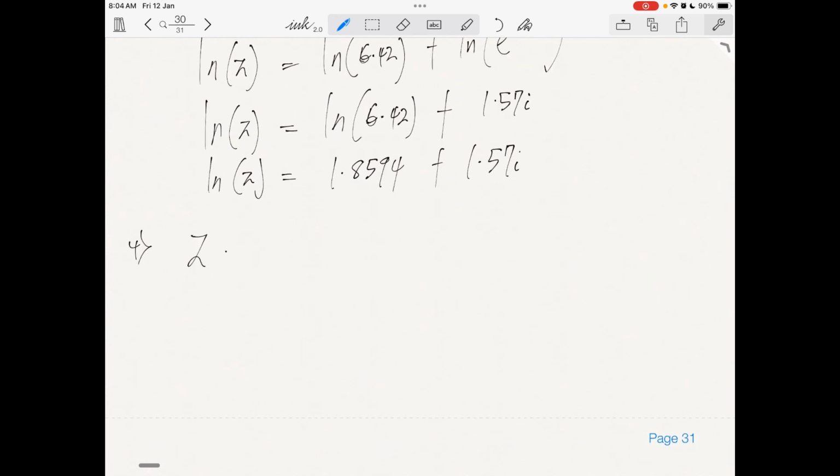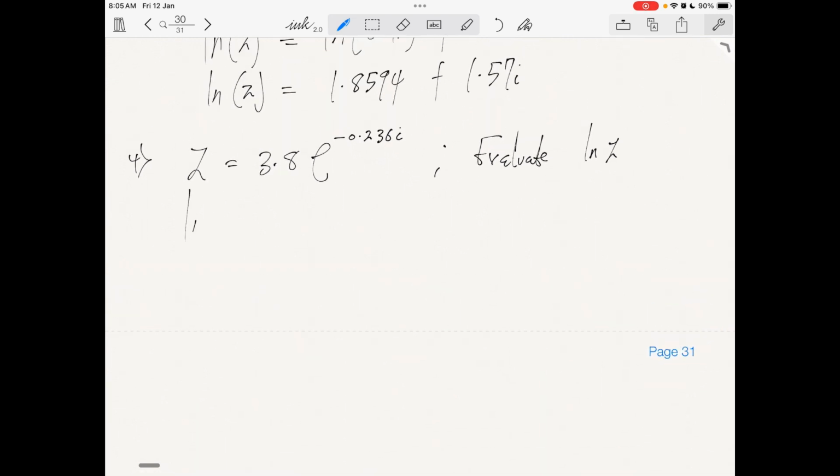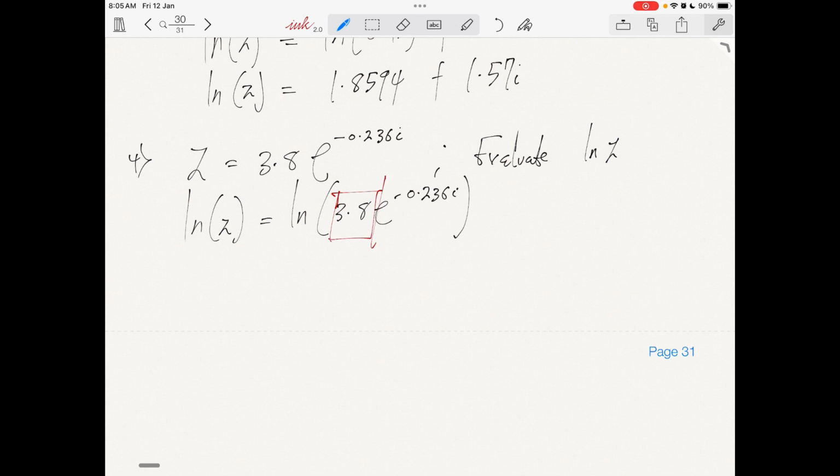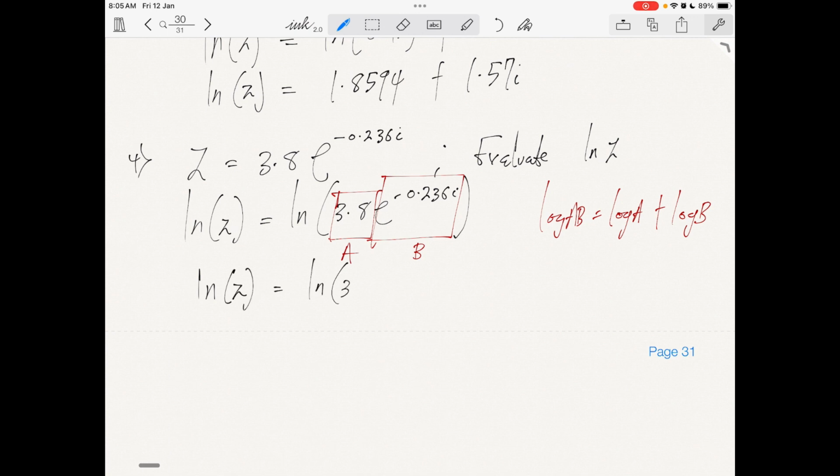Final question for this video, given that z is equal to 3.8 exponential minus 0.236i, we should evaluate ln z. Okay, so the first thing we do as usual is to take natural logarithm of both sides, and it will have 3.8 exponential minus 0.236i, and we split these according to the first law of logarithm, that says log ab is equal to log a plus log b. Thereafter, we have that ln z is equal to ln 3.8 plus ln exponential minus 0.236i.